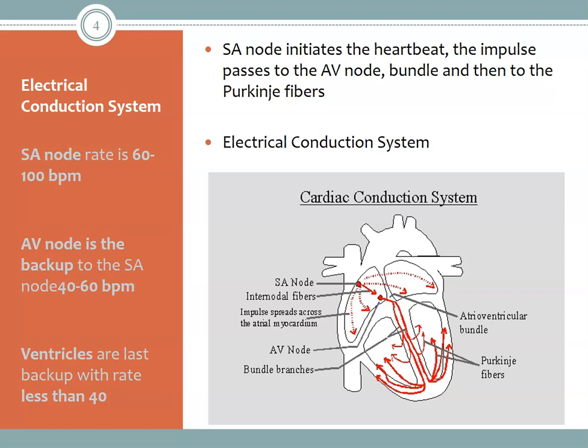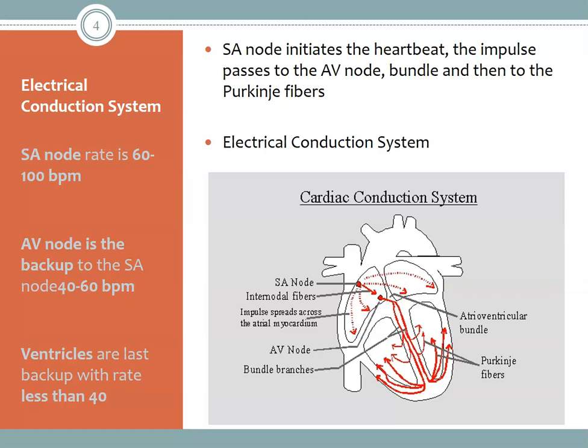If the SA node does not work, the next backup node is the AV node. So we have the AV node second. After that, we have the bundle branches, and then finally the Purkinje fibers.